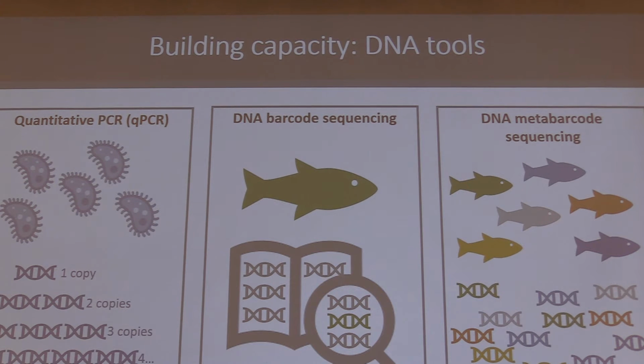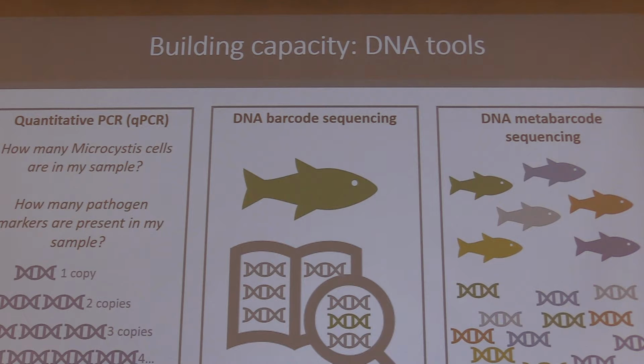If you do not spend your days working with DNA, I thought it would be useful to provide a little bit of an overview of some of our favorite methods that we like to use in bioassessment when it comes to applying these DNA-based technologies. The first one is called quantitative PCR, which, as the name suggests, is a great way to quantify some of your target organisms present in your sample. Using quantitative PCR or qPCR, we might ask questions such as how many Microcystis cells are in my sample, or how many pathogen markers are present in my sample. qPCR is a great way to begin to answer some of those questions.